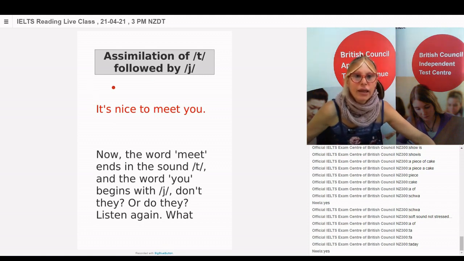Okay. Now we're going to have a look at what's called the assimilation of T followed by J. Listen to how I say this. It's nice to meet you. It's nice to meet you. Am I saying it's nice to meet you? Or am I saying it differently? The word meet ends in the sound T, and the word you begins with J, don't they? Or do they? Listen again.